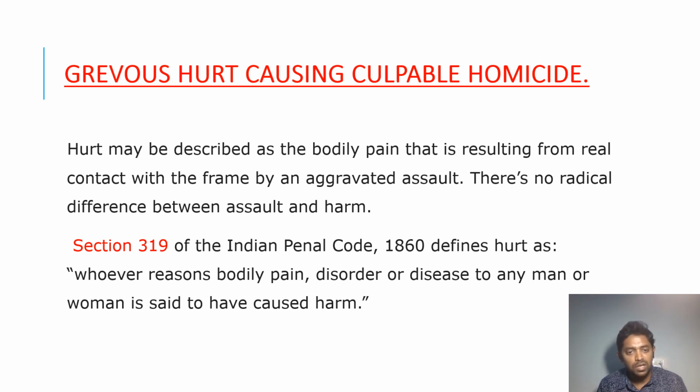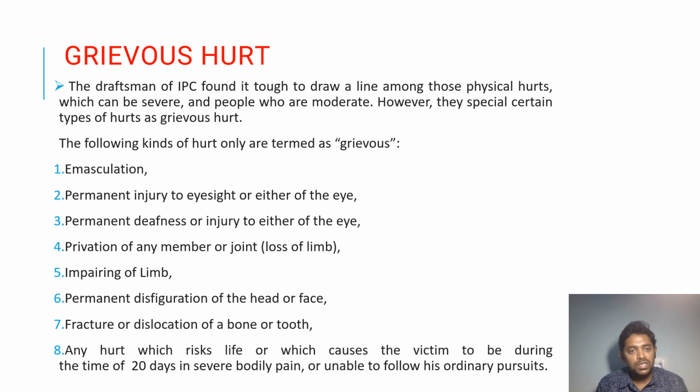Section 319 of the IPC 1860 defines hurt as: whoever causes bodily pain, disorder, or disease to any man or woman is said to have caused hurt. Coming to grievous hurt, the draftsmen of the IPC found it tough to draw a line between those physical hurts which can be severe and those which are moderate. However, they specified certain types of hurt as grievous hurt.